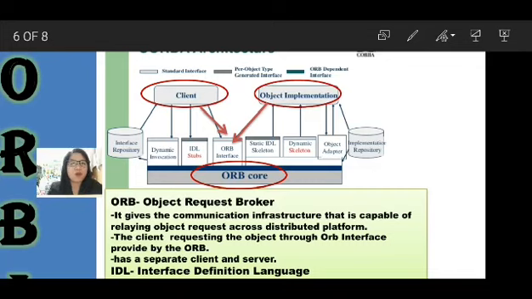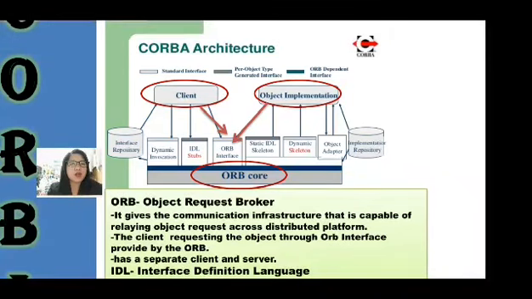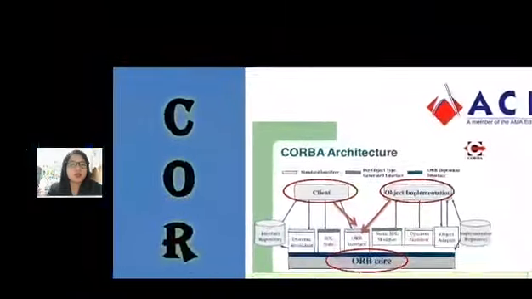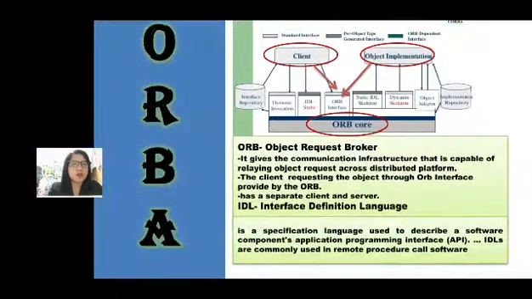ORB stands for Object Request Broker. It gives a communication infrastructure that is capable of relaying object requests across a distributed platform. The client requests the object through the ORB interface provided by the ORB, which has a separate client and server.